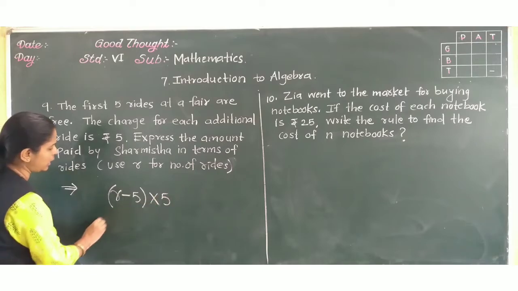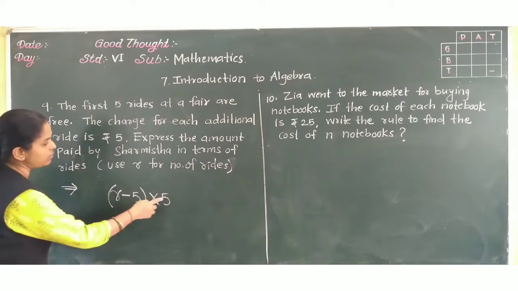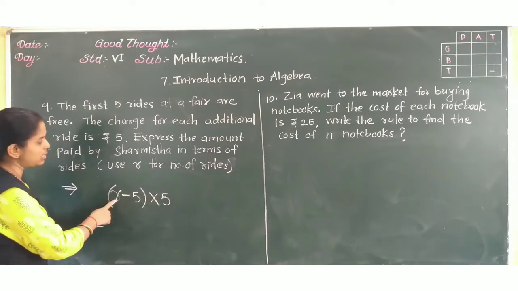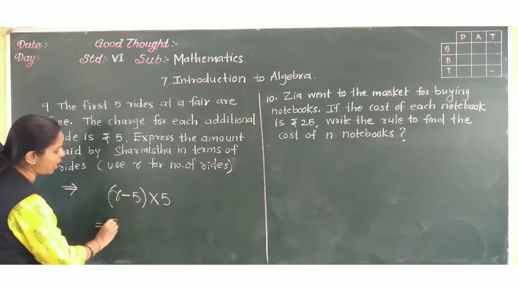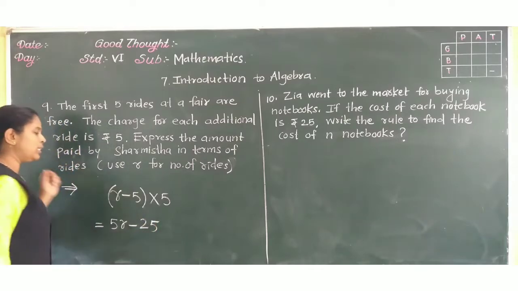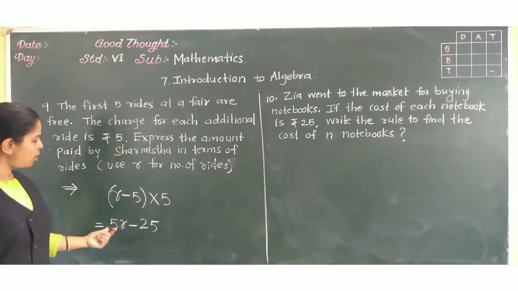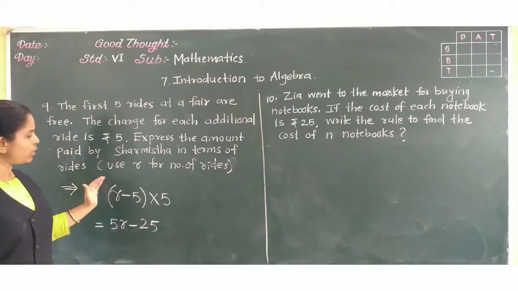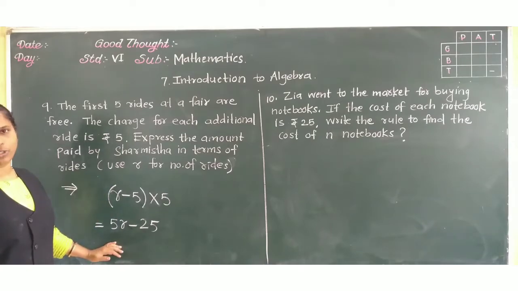Now see, in another way we can write it. Multiply this R with 5. So the answer will be 5R minus 5 5s are 25. So you can write it either in this way or this way, whatever you like, as the final answer for the rule.